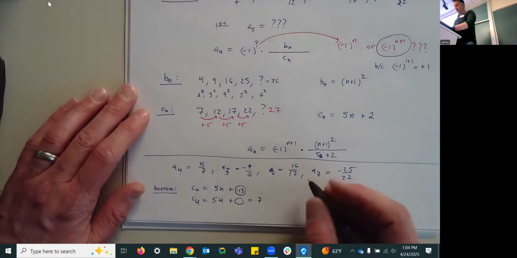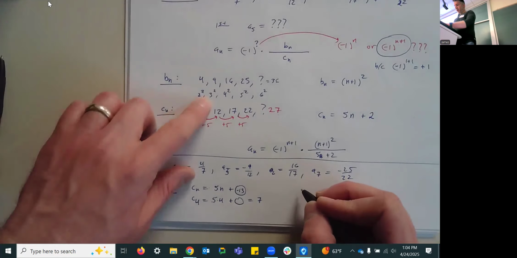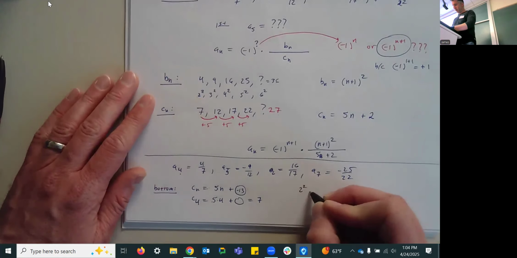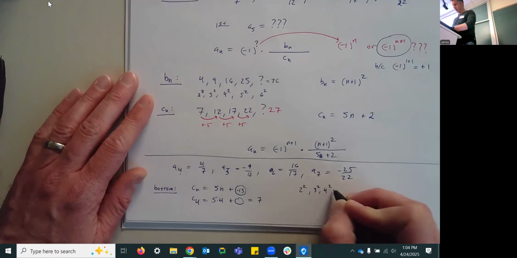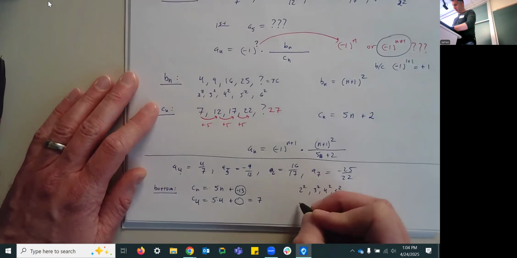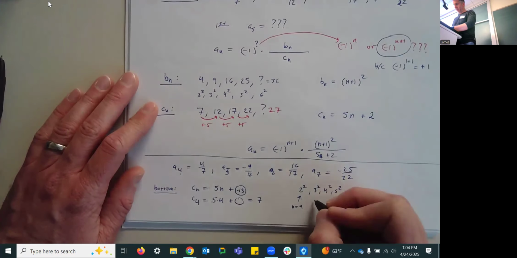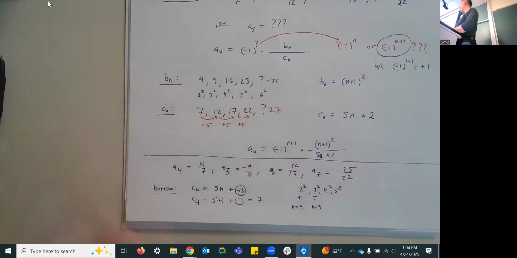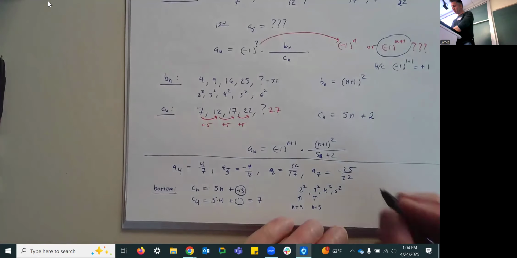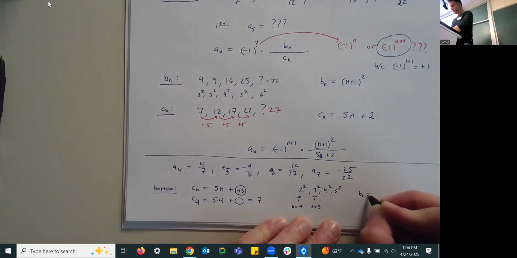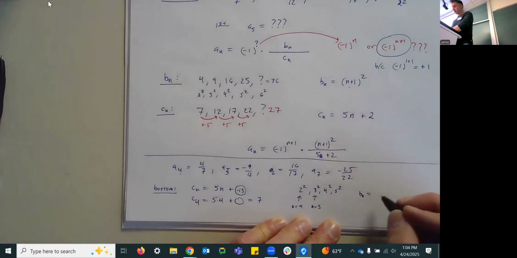Similarly, my squares here: 2 squared, 3 squared, 4 squared, 5 squared. Well, I'm getting 2 squared when n is equal to 4. I'm getting 3 squared when n is equal to 5. So it looks like the number getting squared is, instead of being 1 bigger than n, it's 2 less than n. So it looks like my formula for the top part here is going to be not n plus 1 squared, but n minus 2 squared.